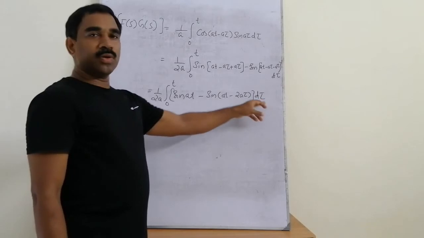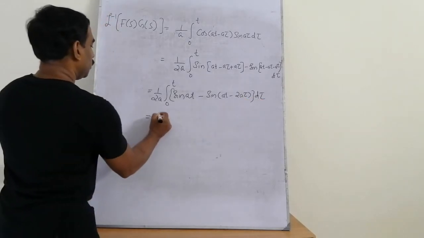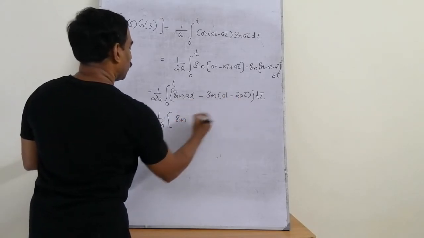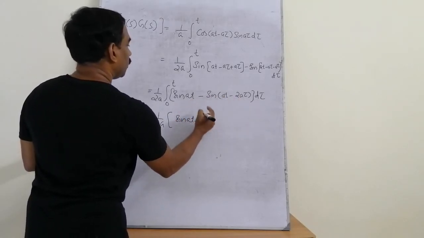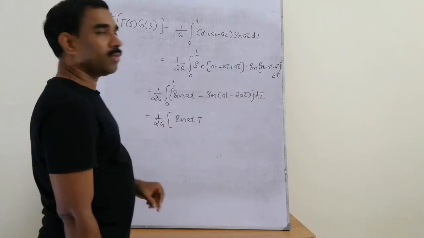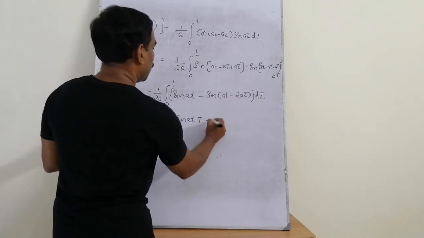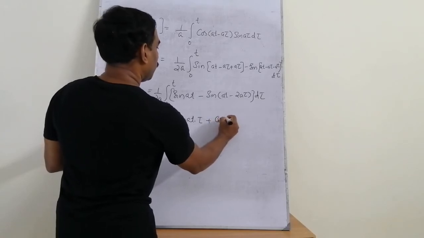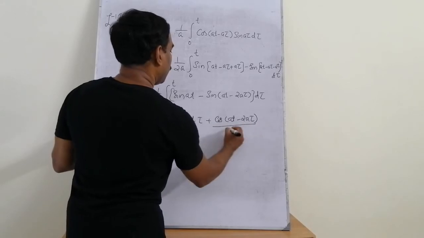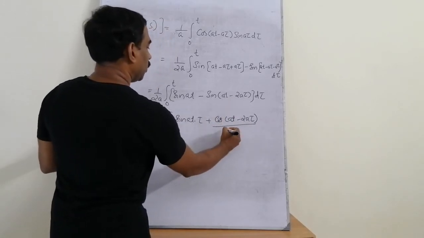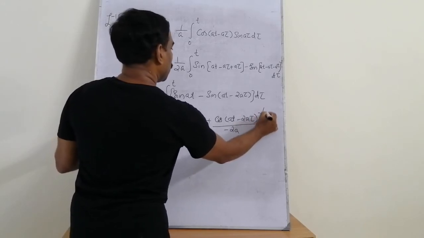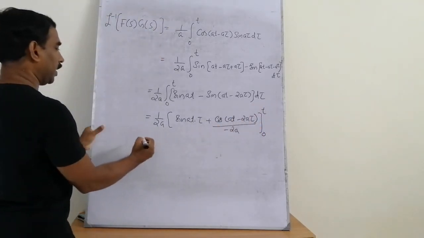Now integrating with respect to tau, we have this is equal to 1 by 2a into integral of sin a t with respect to tau. So this is sin a t into tau, and integral of minus sin (a t minus 2 a tau) with respect to tau, that is plus cos (a t minus 2 a tau) divided by the derivative of this with respect to tau, that is minus 2a, complete within the limit 0 to t, and evaluating the limit.